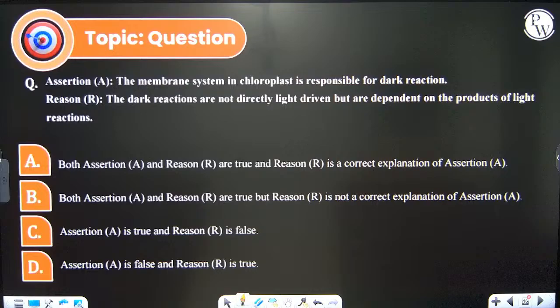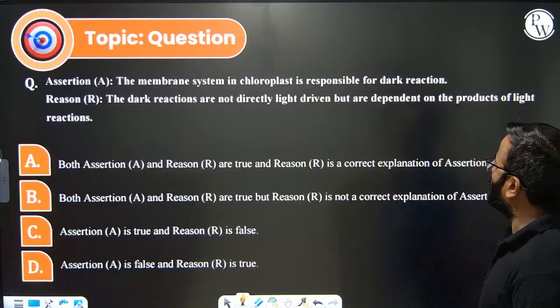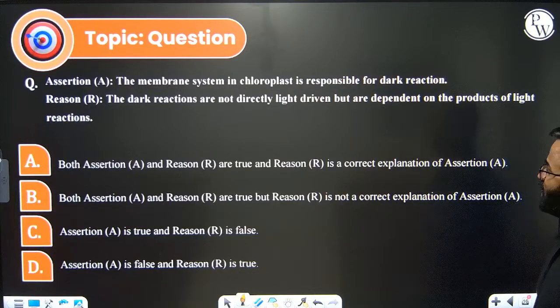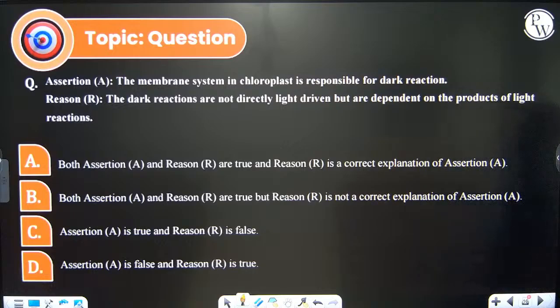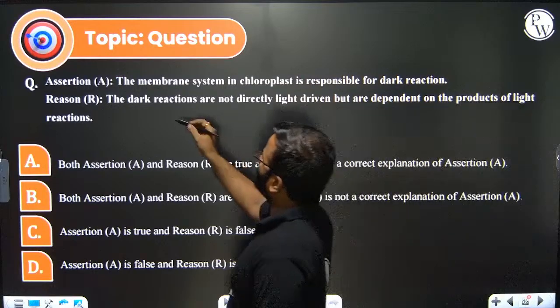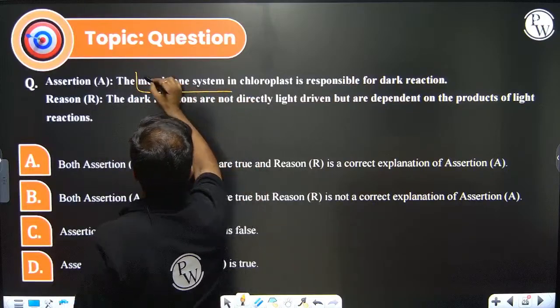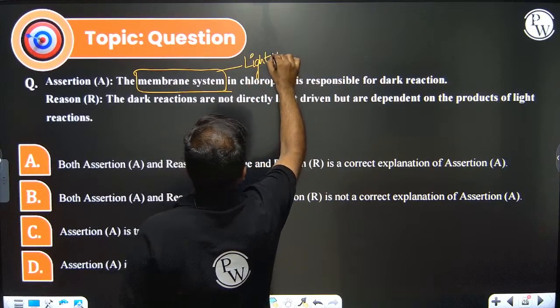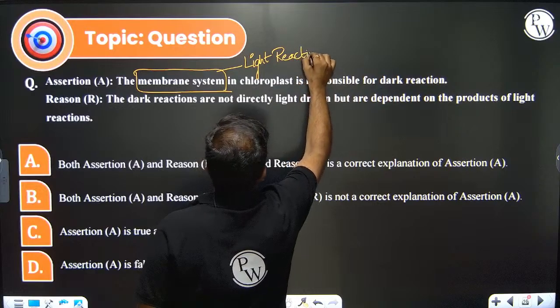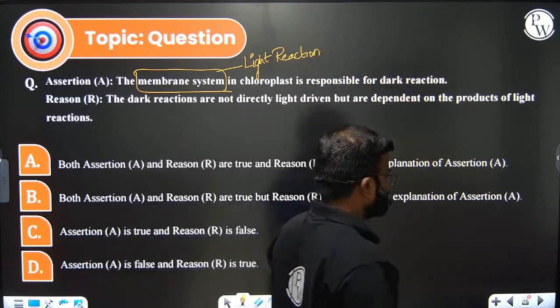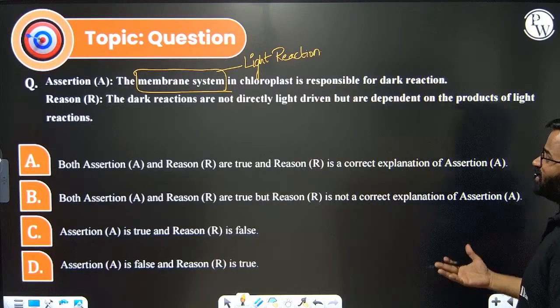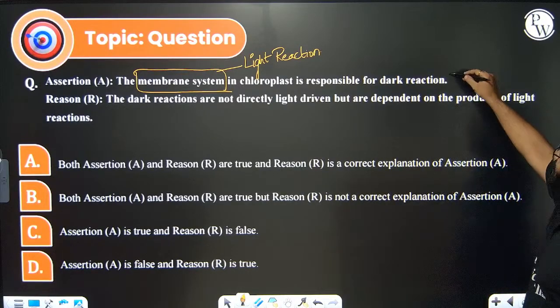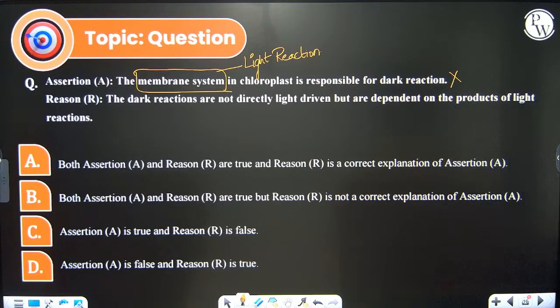Let's see how many of you will answer this question. Next one. The membrane system in chloroplast is responsible for dark reaction. Membrane system, that means your thylakoids, which are responsible for light reaction. So they are not responsible for dark reaction. In that case, it can't be the answer. The statement as such is a wrong one.